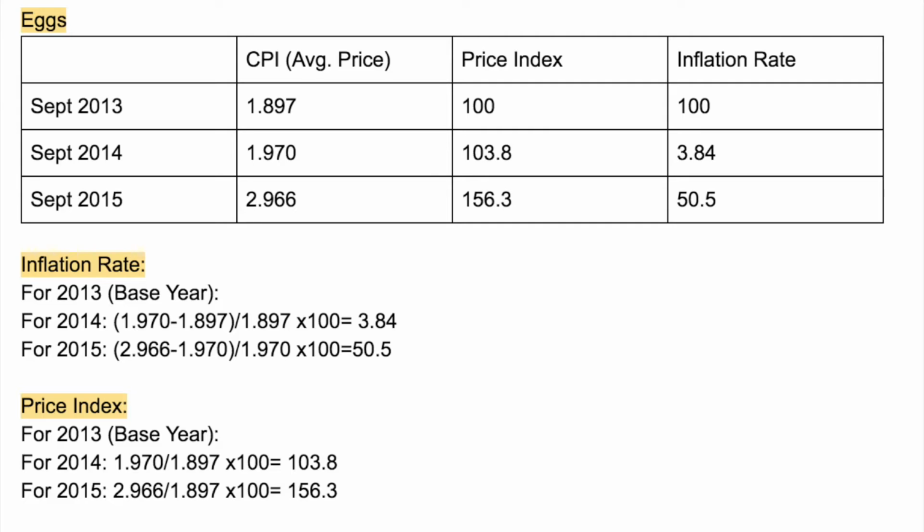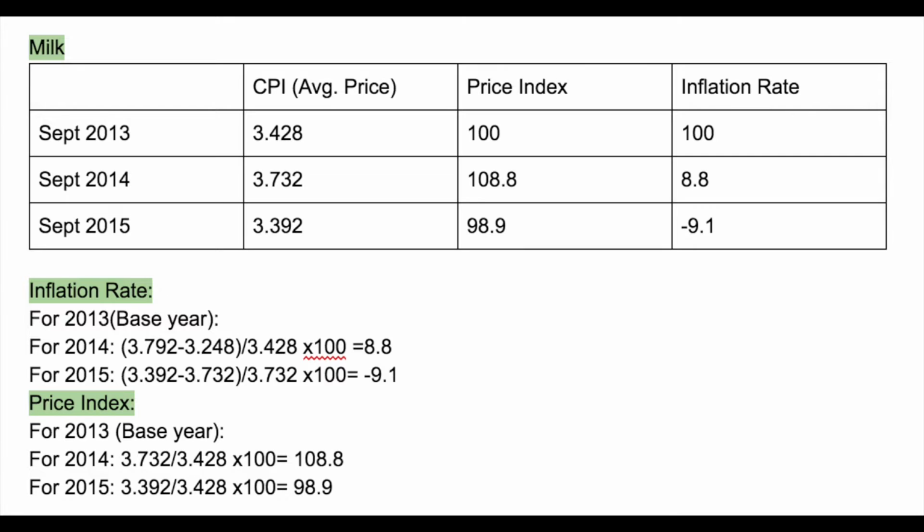Moving on, we go to milk. And as before, it is set up the same way as the eggs. We have the column for the CPI average price, which we found on the Bureau of Labor Statistics, the price index, the inflation rate, and then each year from the base year of 2013, stemming from September. So, for 2013, the base year is 100.